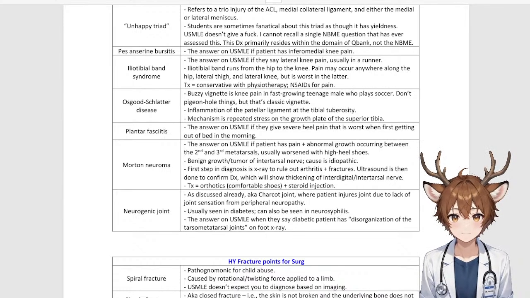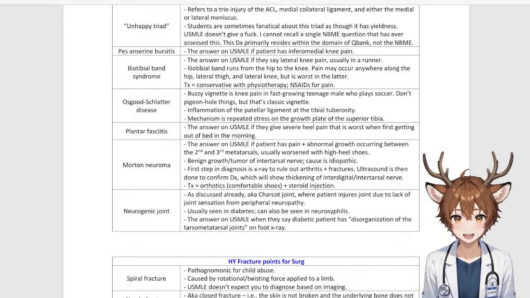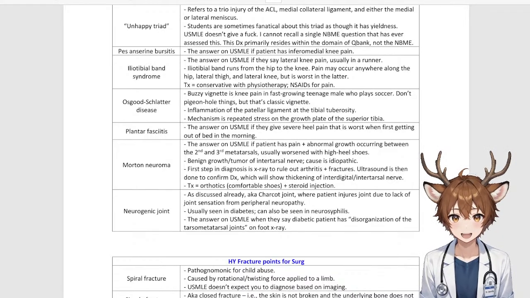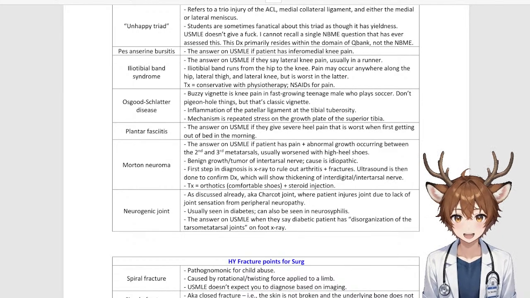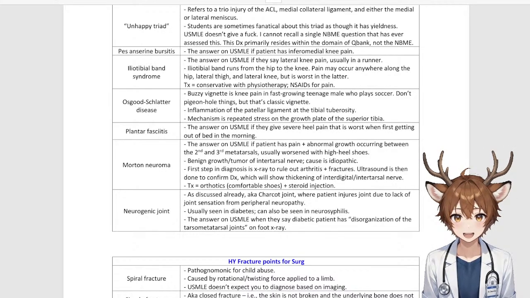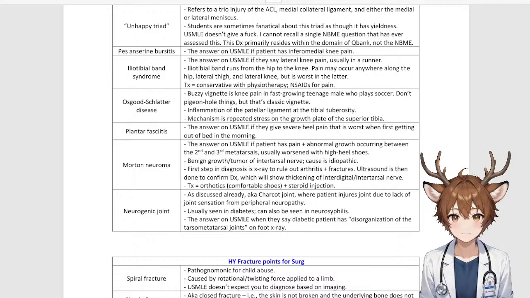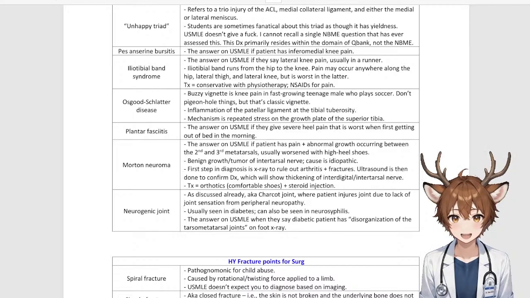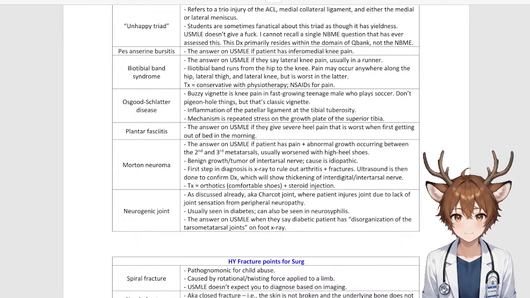Neurogenic joint. As discussed already, aka Charcot joint, where the patient injures the joint due to the lack of joint sensation from the peripheral neuropathy. Usually seen in diabetes, but can also be seen in neurosyphilis. The answer on USMLE, when they say a diabetic patient has a disorganization of the tarso-metatarsal joints on foot X-ray, would be neurogenic joint.